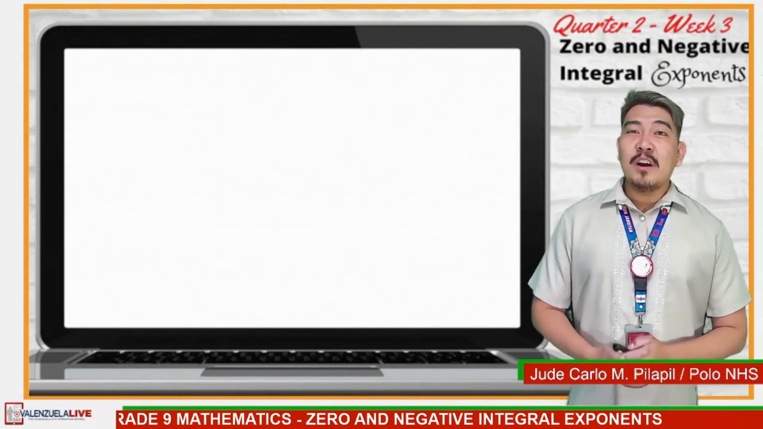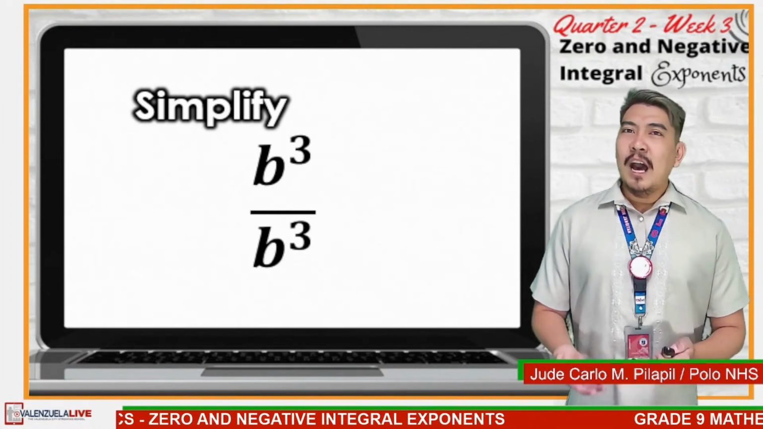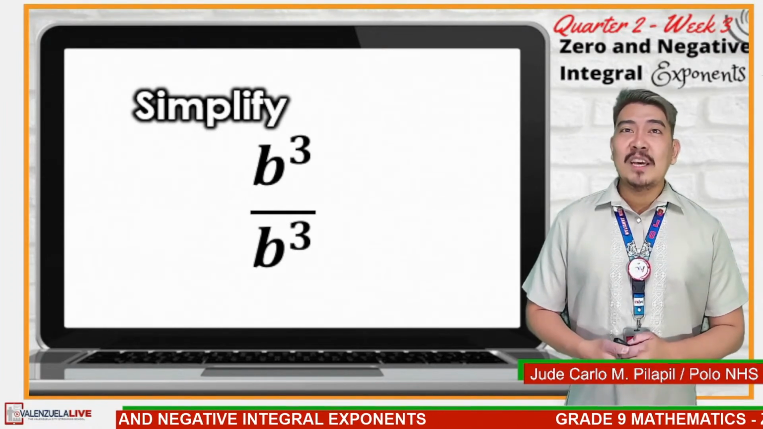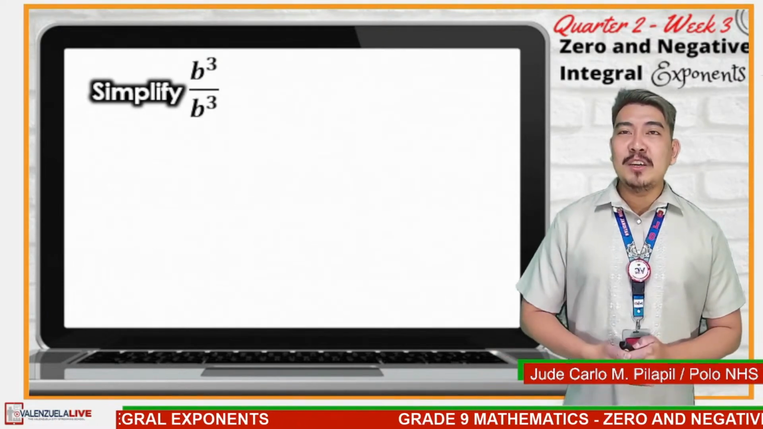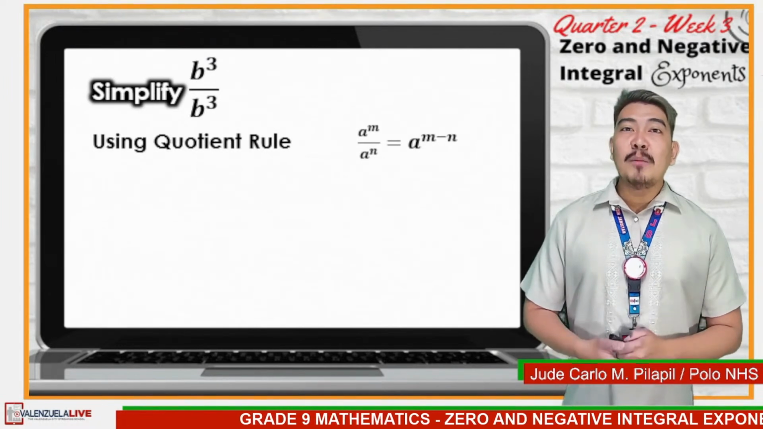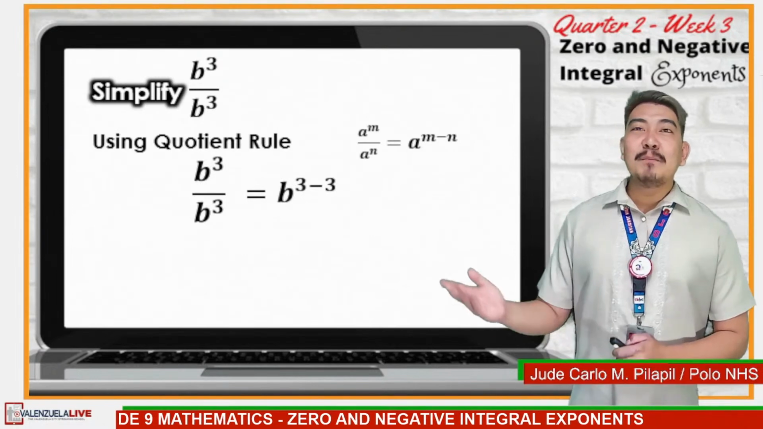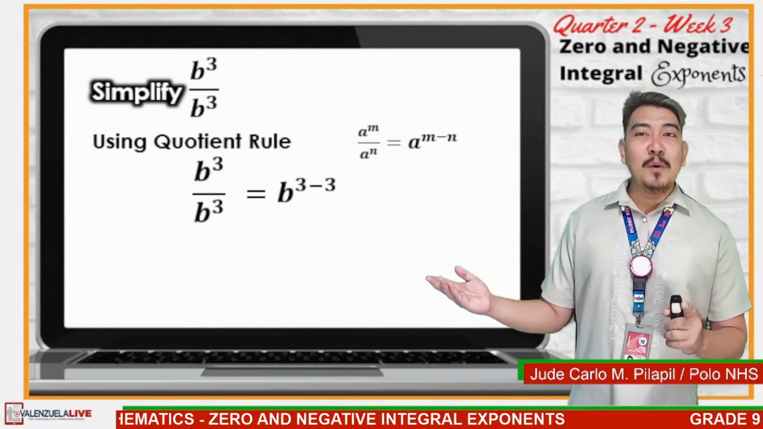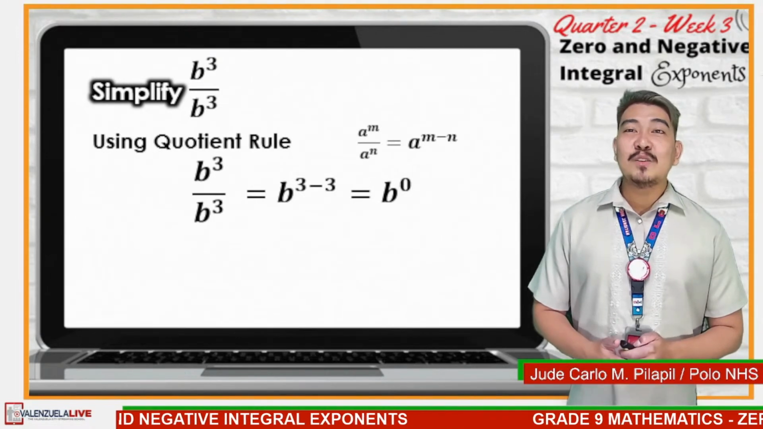How about if we are given b cubed over b cubed? How are we going to simplify this expression? To simplify b cubed over b cubed, we can use the quotient rule. We copy the common base b, then subtract the exponents. Simplifying this by subtracting the exponents, the result will now be b raised to 0.